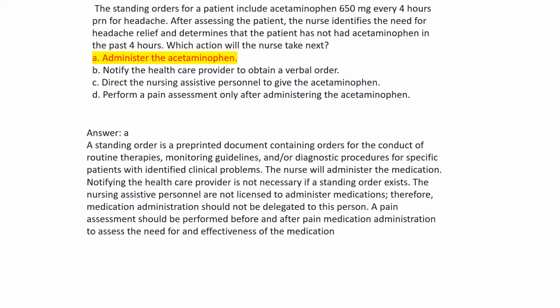Answer A. Administer the acetaminophen. A standing order is a pre-printed document containing orders for the conduct of routine therapies, monitoring guidelines, and/or diagnostic procedures for specific patients with identified clinical problems. The nurse will administer the medication. Notifying the health care provider is not necessary if a standing order exists. The nursing assistive personnel are not licensed to administer medications, therefore medication administration should not be delegated to this person. A pain assessment should be performed before and after pain medication administration to assess the need for and effectiveness of the medication.